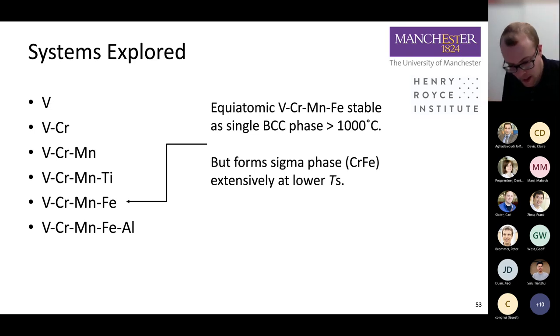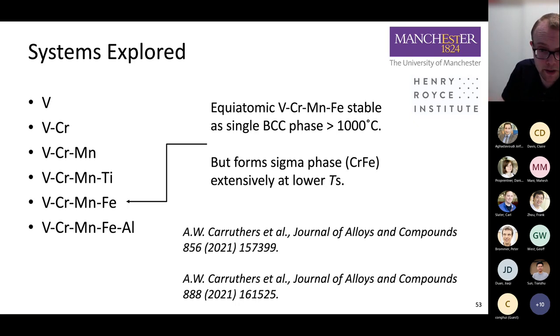In another set of work, we looked at adding iron into the system, again building up the elemental palette to become high entropy alloy-like. What we find in this particular system is that we form a single BCC phase above 1,000 degrees C. But as you might expect, given the combination of elements we've got here, we form sigma phase extensively at lower temperatures. There are a couple of publications by postdoc Alex on this subject.